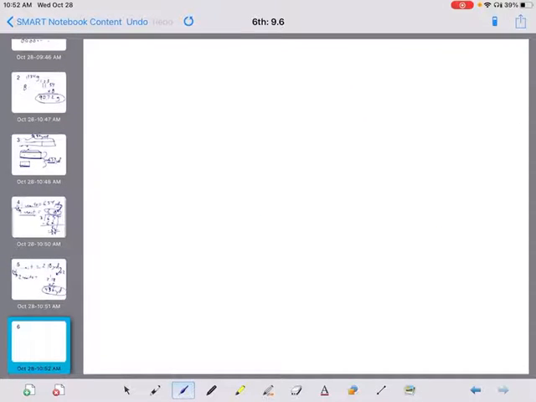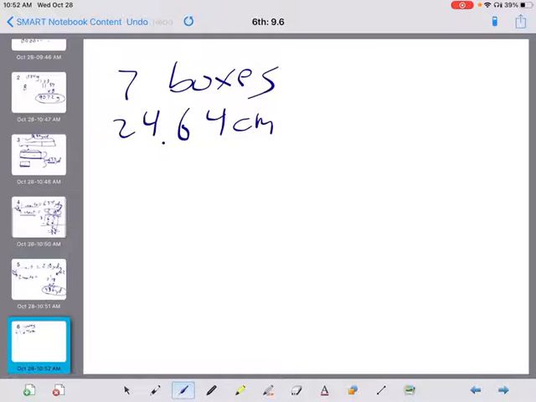Top of page 77 now. So it's got another problem there. It says a row of 7 boxes of spaghetti is 24.64 centimeters. So 7 boxes is 24 and 64 hundredths centimeters wide. Find the width of 9 boxes. Round your answer to the nearest tenth of a centimeter.